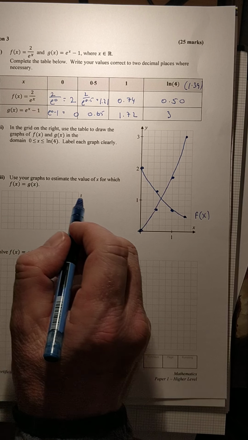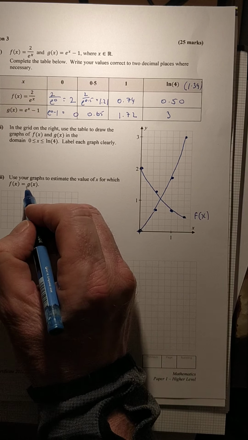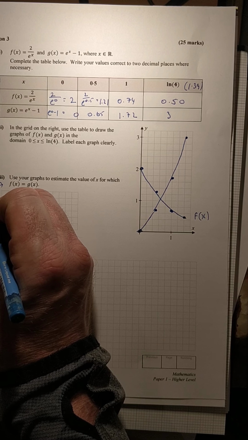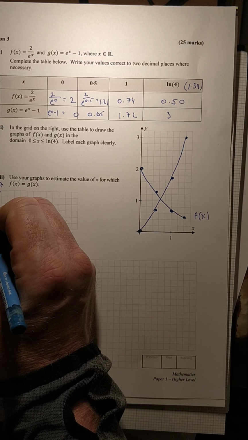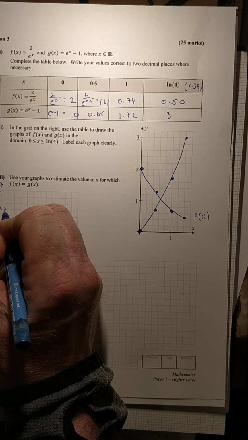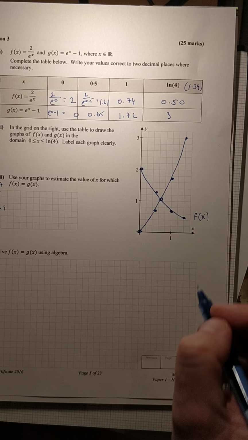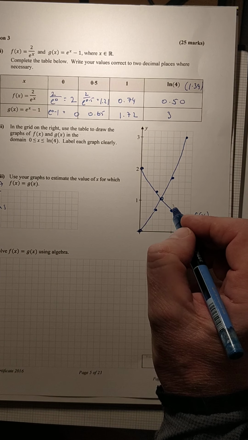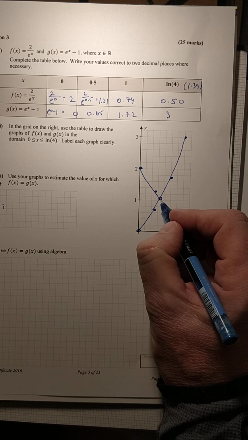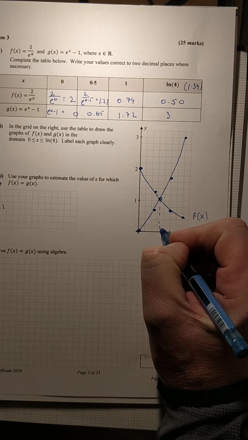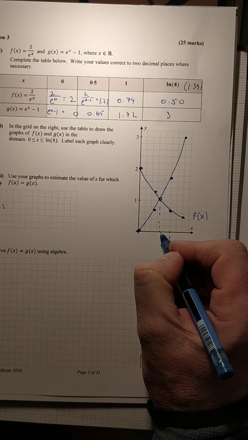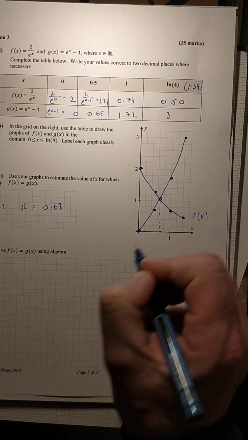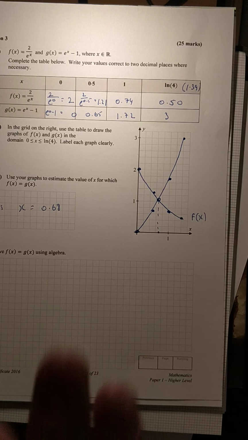It says use your graph to estimate the value of x when f of x equals g of x. So that's the y value, and that's the y value. So this is where they intersect. We had one before, so the intersection of the two functions. So it's here. We want the value of x, so we're just going down from here. And you're getting a value there of about 0.68.